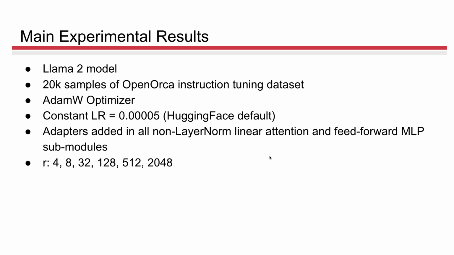Okay, let's look at some results. The main experimental results use the Llama 2 model. I think it uses 7 billion parameters. I didn't explicitly find it, maybe I just didn't catch it in the paper. They used 20,000 samples of the OpenOrca instruction tuning dataset, the AdamW optimizer, and a constant learning rate. The LoRA adapters are added in all non-layer-norm linear attention and feed-forward MLP submodules. And they use 6 different rank values for these experiments, very small at 4 and then very large at 2048.